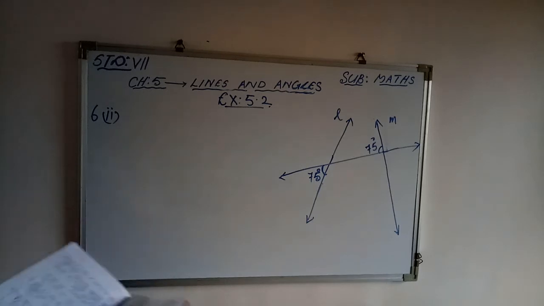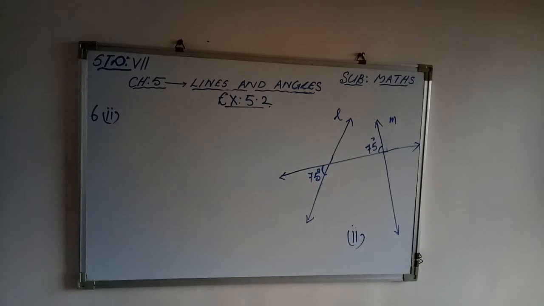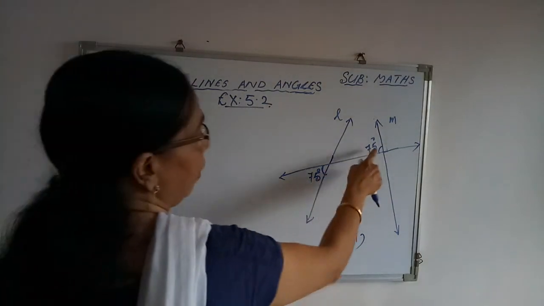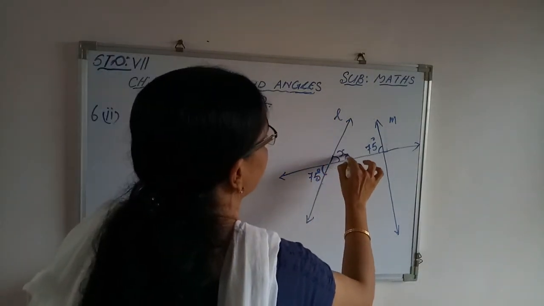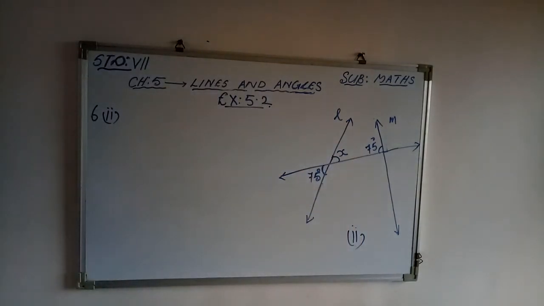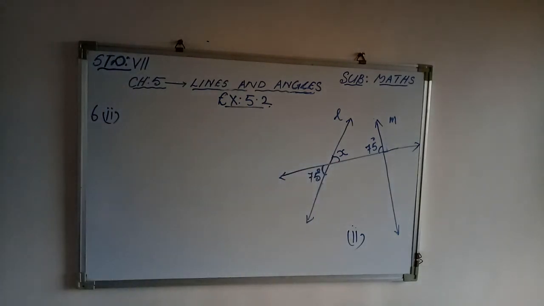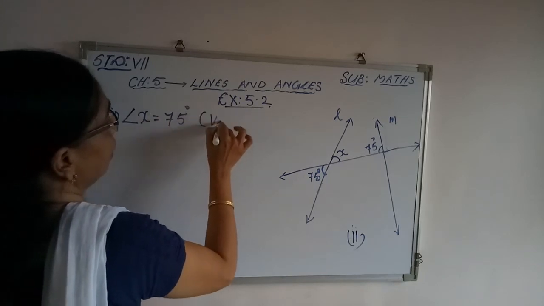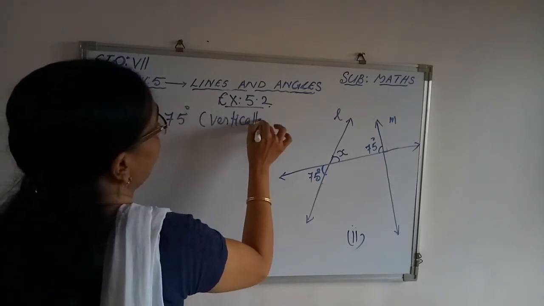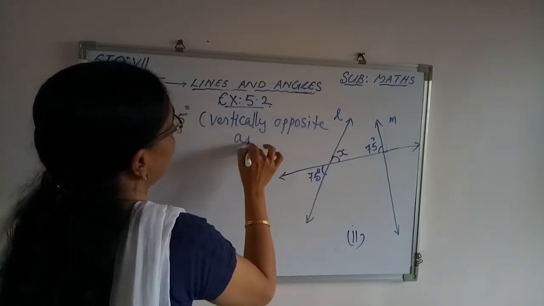See the second question. This is the second one. Here in this, two angles are marked here, isn't it? Now see, I'm going to mark here one angle as X. Now listen to the figure. 75 degree and angle X, they are vertically opposite angles. So we can write angle X is equal to 75 degree, property vertically opposite angles.